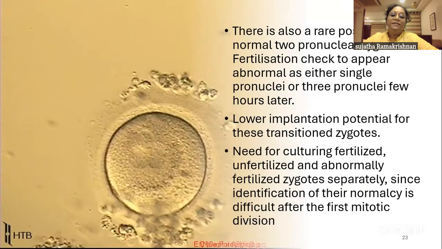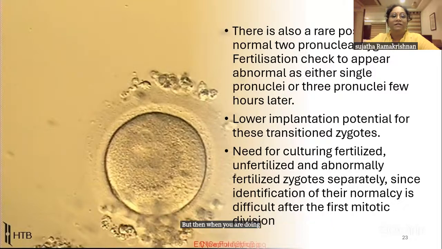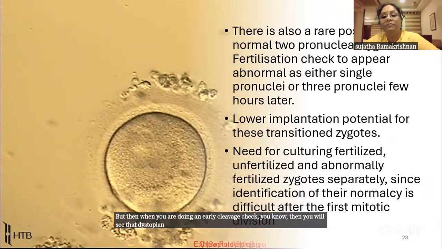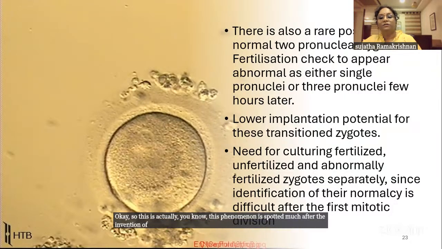Now, this is information where, when you are just checking your FERT check between 16 to 18 hours, the oocyte actually looks 2PN. But when you are doing an early cleavage check, you will see that this 2PN zygote will still stay as a single PN, or it would look like a 3PN. This phenomenon was spotted much after the invention of time-lapse microscopy.